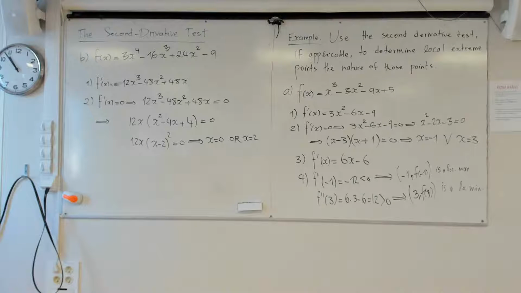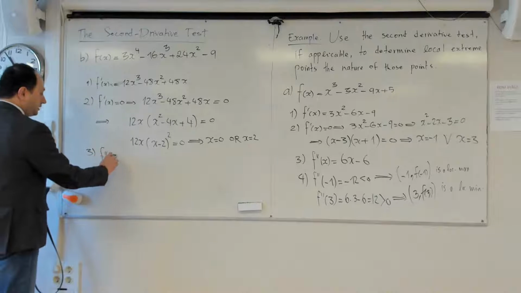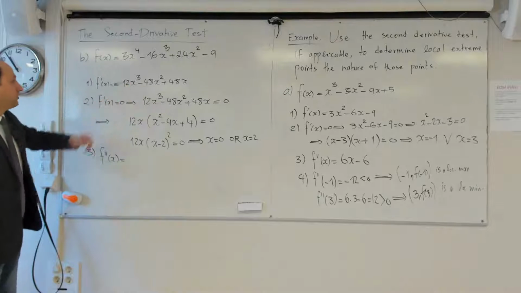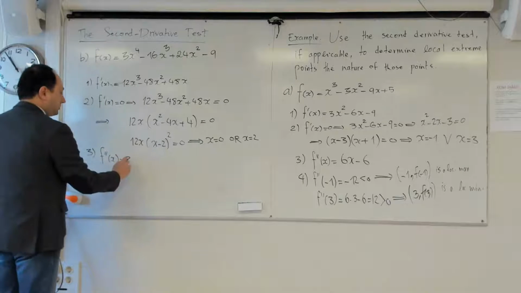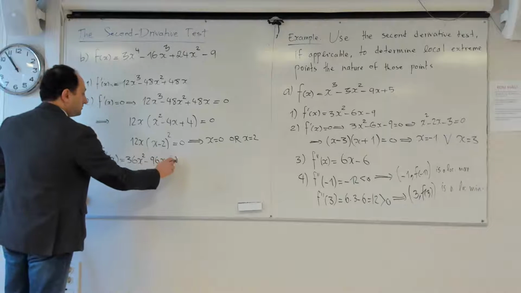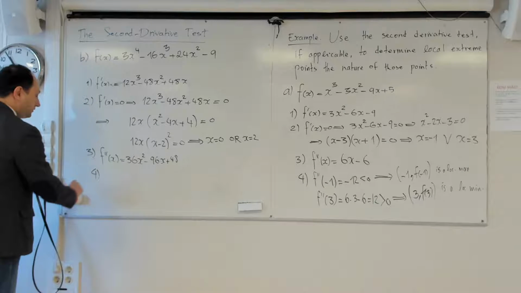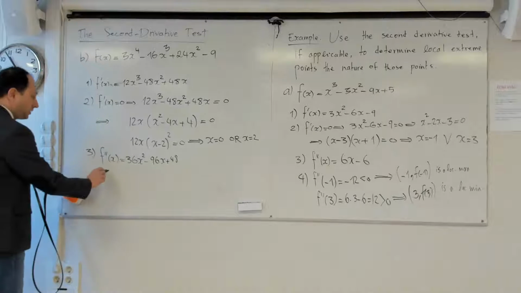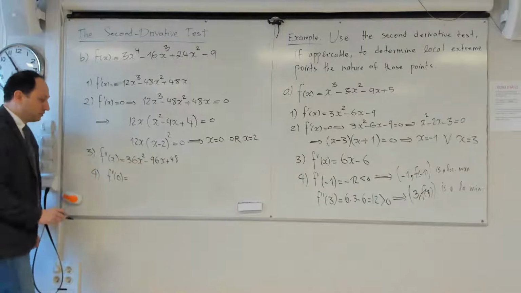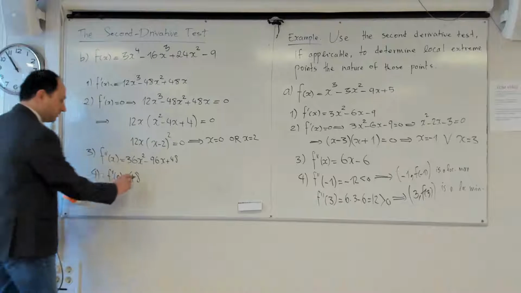Understandable? Okay, now we go to the second derivative. When I take the second derivative, I take it once more from here. So what happens? It becomes 36x squared minus 96x plus 48. And then finally, I go to step number 4. I calculate f double prime at 0. F double prime at 0 is super simple to calculate. It is 48, and it is positive.